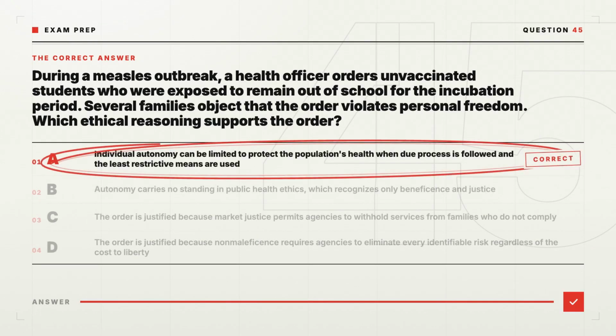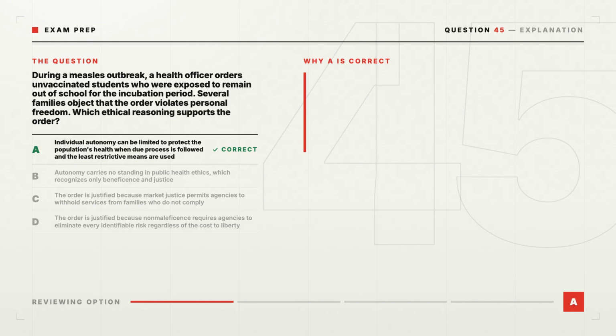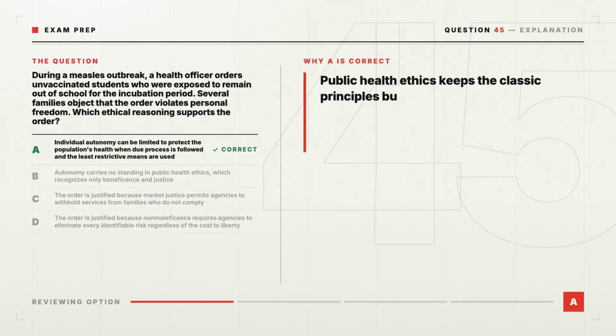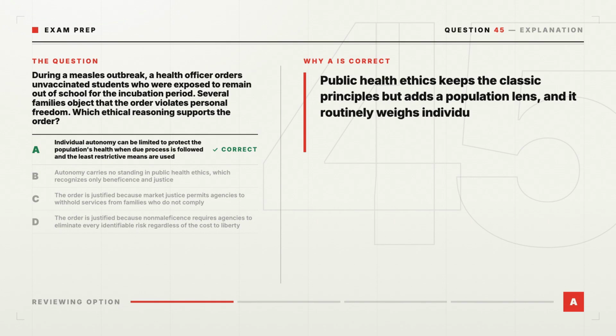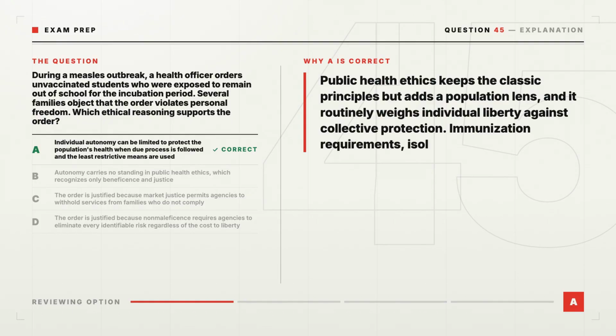The correct answer is A. Individual autonomy can be limited to protect the population's health when due process is followed and the least restrictive means are used. A is correct because public health ethics keeps the classic principles but adds a population lens, and it routinely weighs individual liberty against collective protection. Immunization requirements, isolation, quarantine, restaurant closures, and reporting laws all constrain individual choice on that basis. The constraints are legitimate when justified by the common good, applied with due process, and kept to the least restrictive means that will work.